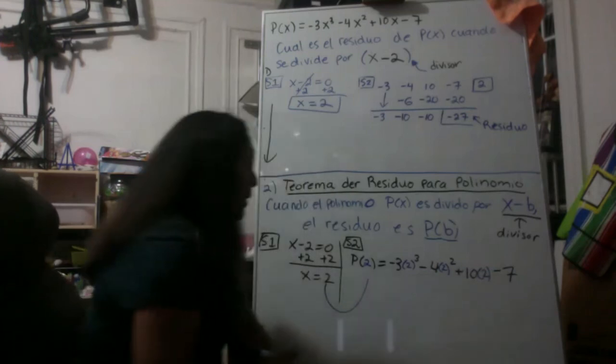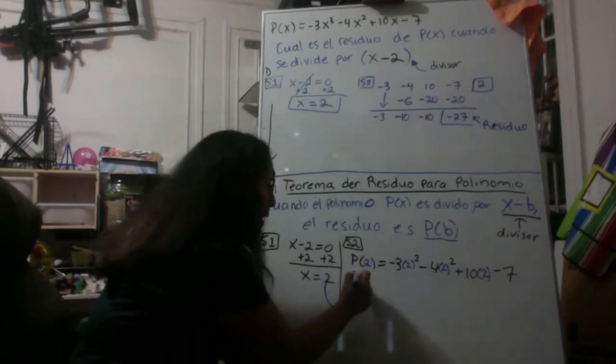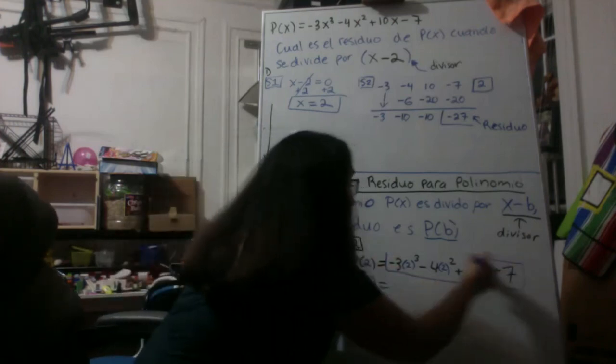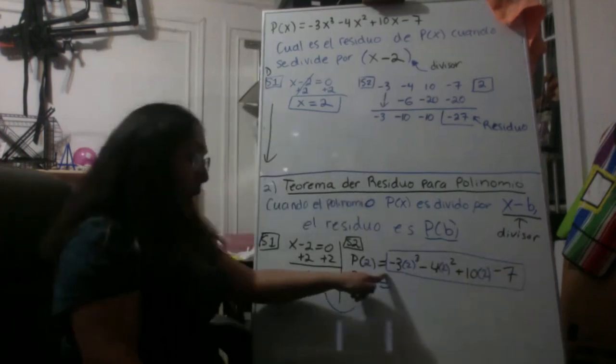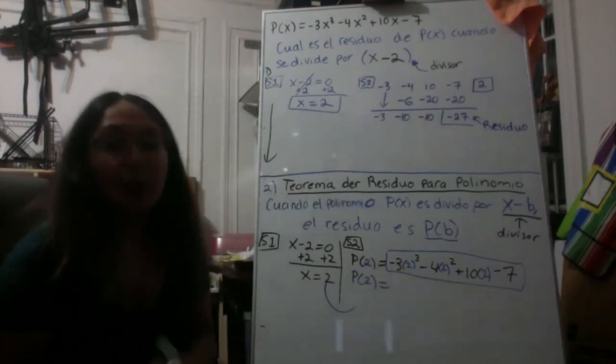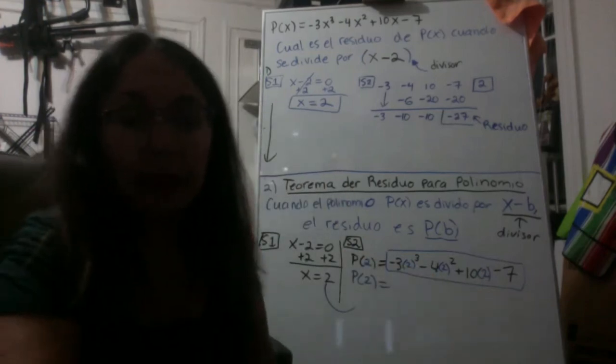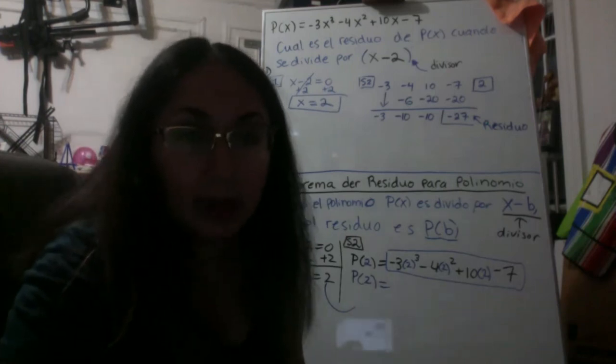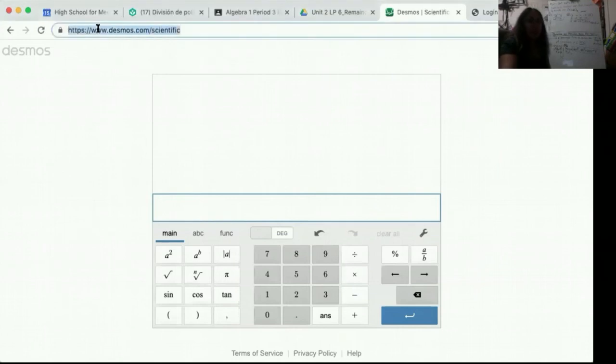Ok. Ahora vamos a poner esta expresión, lo que p de 2 es igual a, y vamos a poner todo eso en la calculadora. Entonces voy a enseñarles mi screen. Y aquí entré a la página desmos.com/scientific. Si quieren poner pausa, pueden ver ahí.